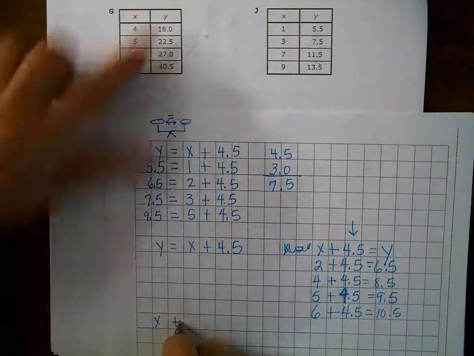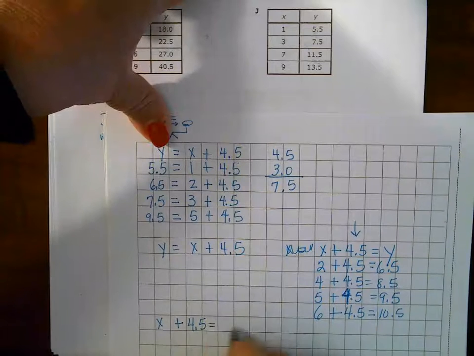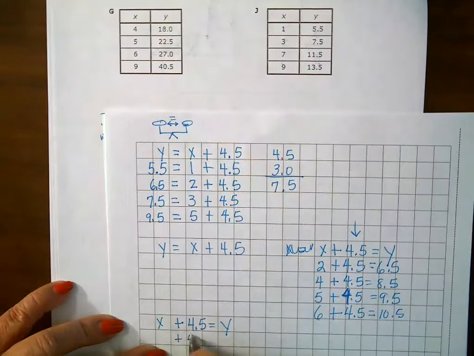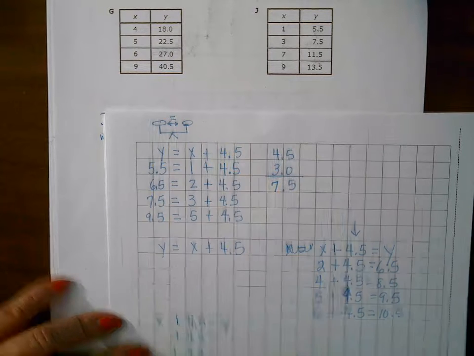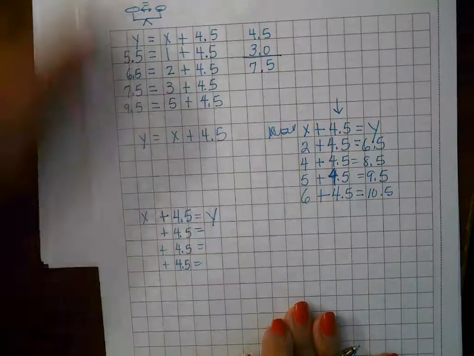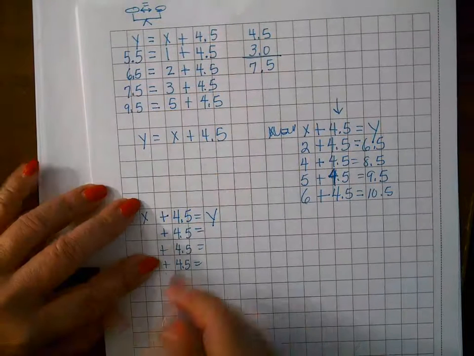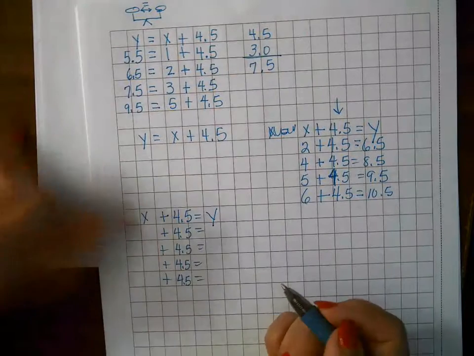X plus 4 5/10 equals Y. So here's what I'm going to do so I don't confuse myself, and just put the equals. 4 5/10 equals plus 4 5/10 equals, oops, I see what I did. Okay, so I have 1, 2, 3, 4. 1, 2, 3, 4. All right, now I'm ready to plug in my x's.